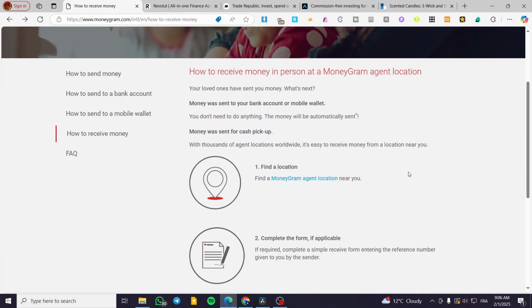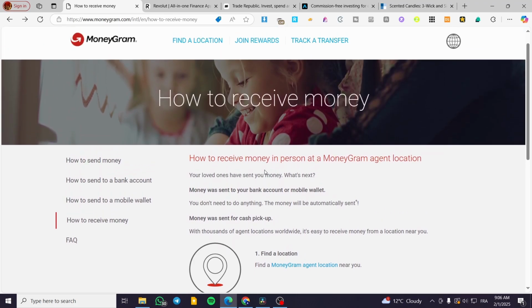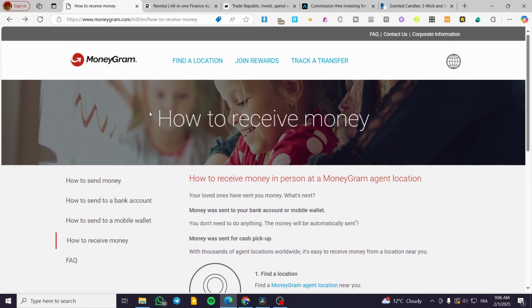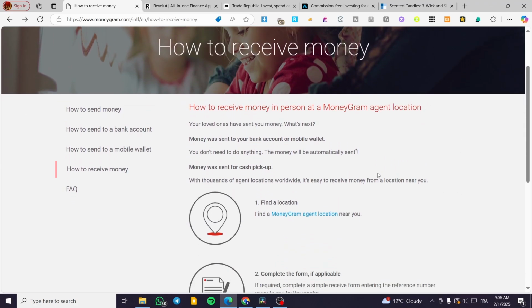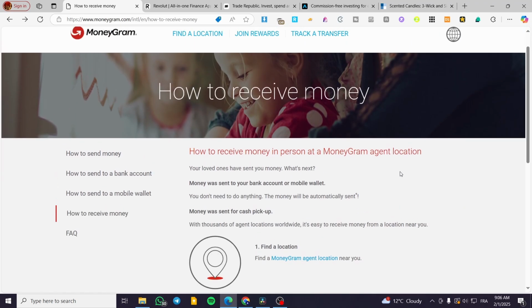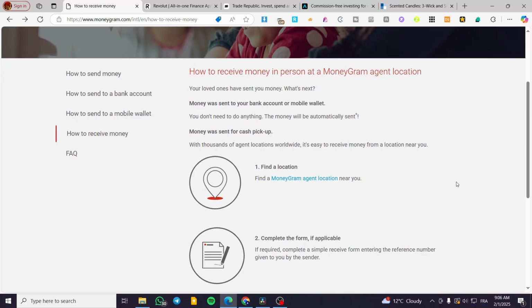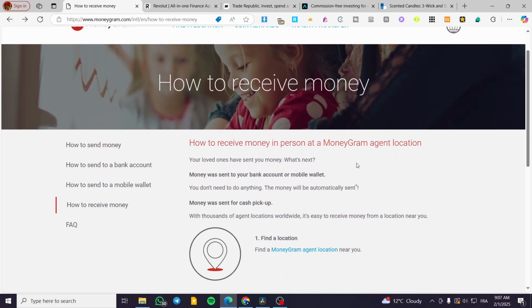Basically, that is how simple it is to receive money on MoneyGram internationally. It is very similar to Western Union, but here you may have some fees that you or maybe the sender will pay for this specific transaction.